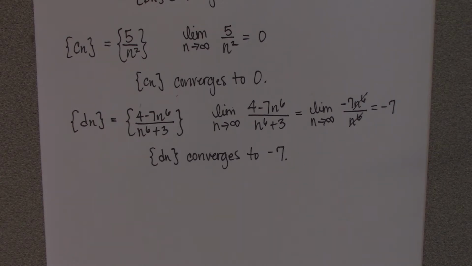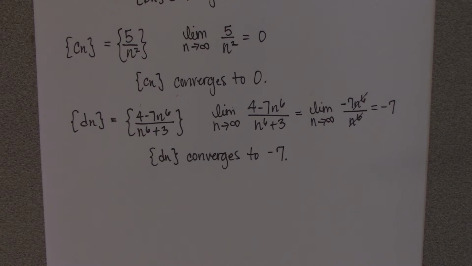If we did L'Hopital, the numerator would be negative 42 n to the 5th, and the 4 would go to 0, because the derivative of 4 is 0, right? And then the denominator would just be 6 n to the 5th, and the 3 would go to 0. And then the n to the 5ths would cancel, and you would end up getting negative 42 over 6, which is in fact negative 7. So you would still get the same thing.